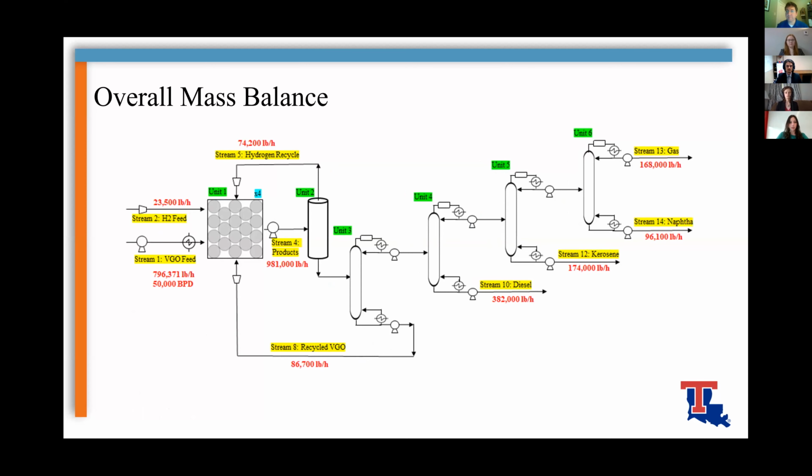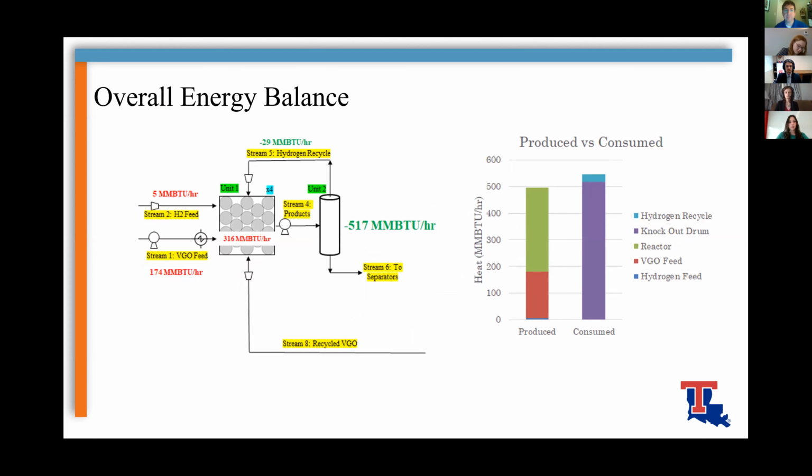Here's an overall mass balance to keep track of what products are going where. Our VGO is going in with the hydrogen with a hydrogen to hydrocarbon ratio of 35 moles. And you can see right here that the stream 10 diesel has the highest mass flow rate at 382 pounds per hour, and that's also our most profitable cut. Here is an overall energy balance. This is just showing that we have more energy being consumed than produced. And so the likelihood of us experiencing thermal runaway within our reactor is low.